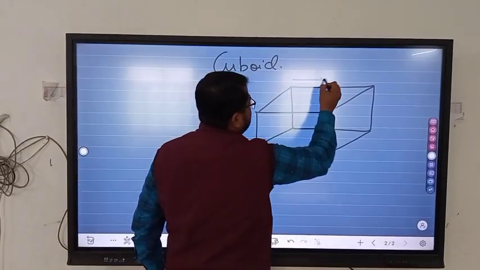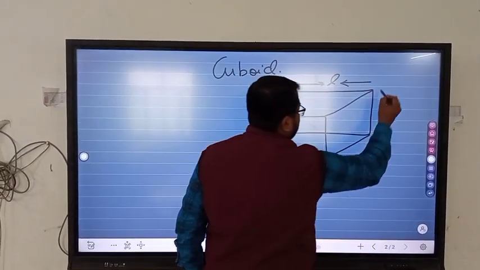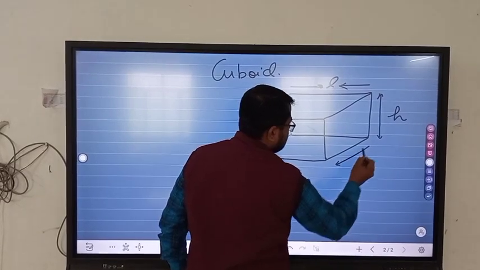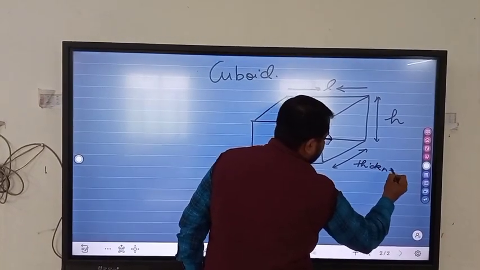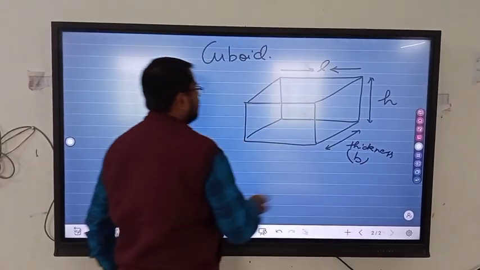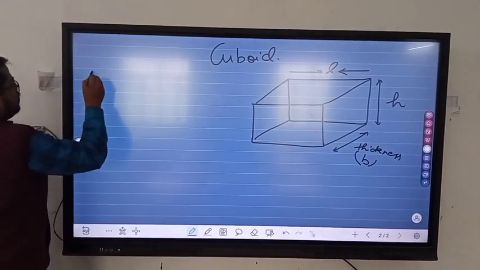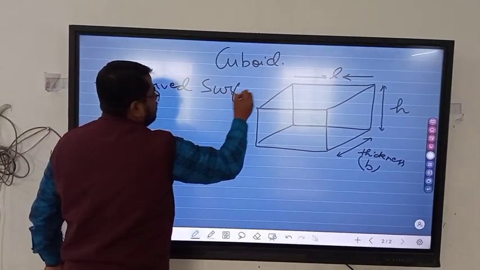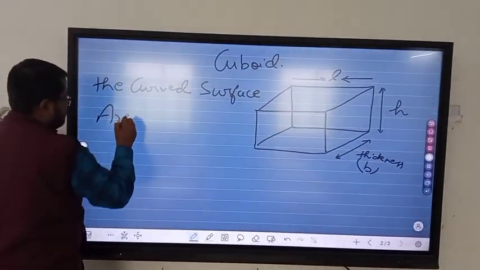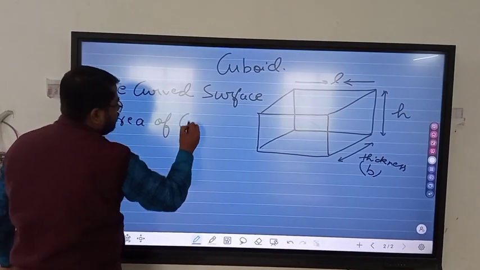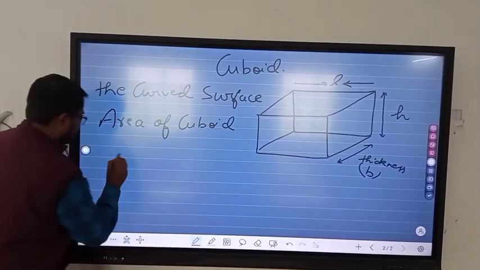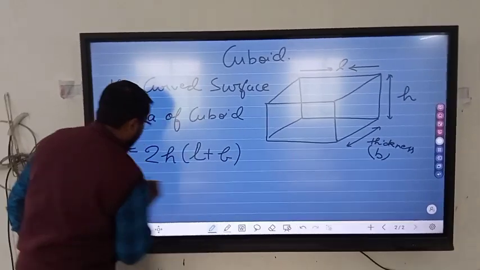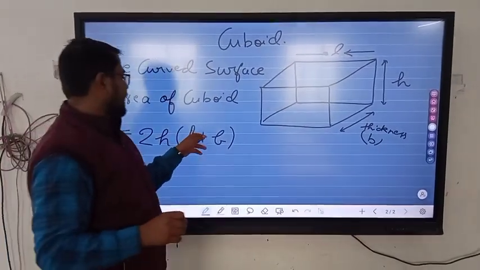Okay, this is L, means length. This is H, and this is thickness or breadth, denoted by B. So the curved surface area of cuboid is equal to 2H bracket L plus B. Okay, 2H bracket L plus B.